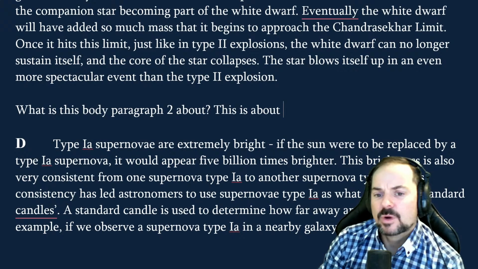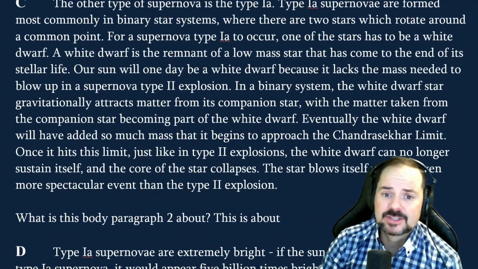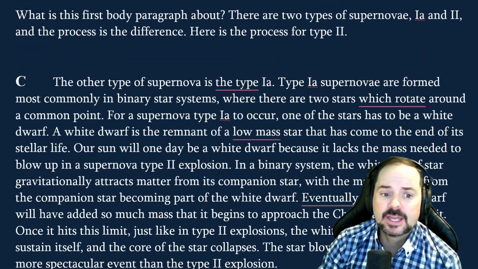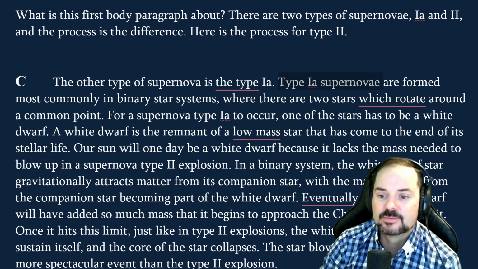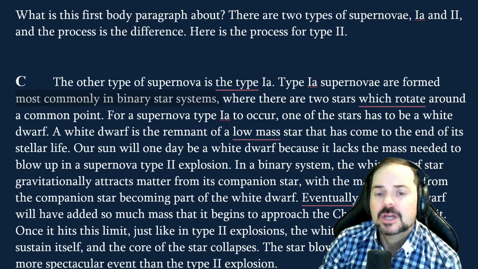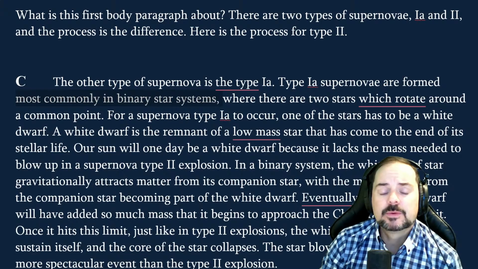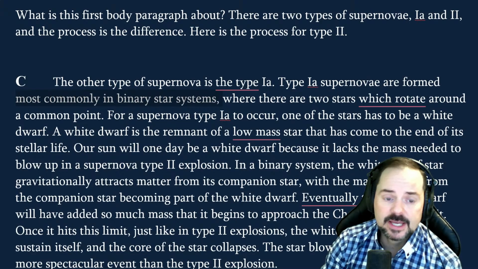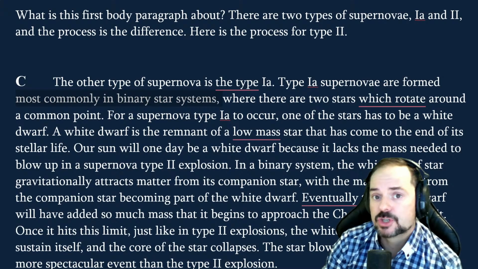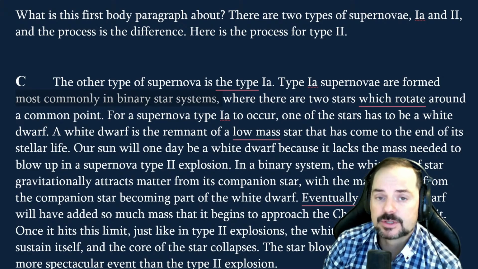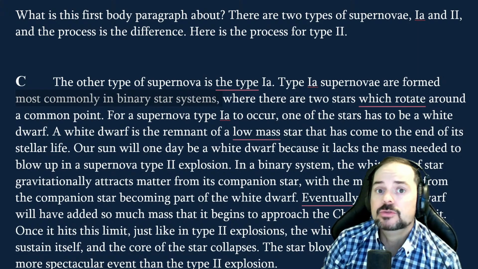Well, one way to figure it out, Sunantha, is look at the reoccurring word, right? And again, usually it's in the topic sentence, right? So the other type of supernova is type 1a. Type 1a supernovae are formed most commonly in binary star systems, right? So just like we were talking about with Masala, if you don't understand it, your next step is to read it again. Now, Sunantha, I can tell you for sure that to get into those higher band scores in the reading, like band 6 or 7, you need to increase your reading fluency a bit.